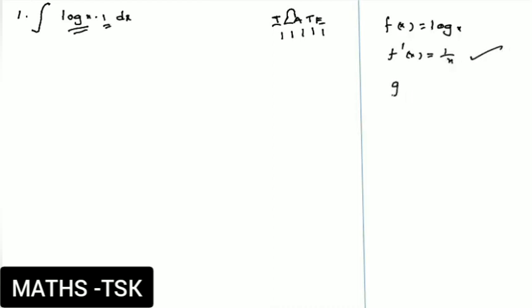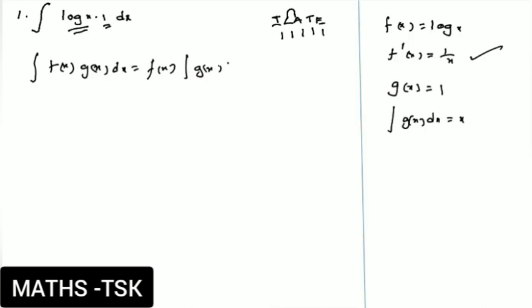And we have to consider g of x. What do we take as g of x? g of x is 1. What is integration of g of x dx? It is x. Okay. Now we have to write the formula for the integration of f of x, g of x into dx. What is its formula? f of x integration of g of x dx minus integration of f dash of x into integration of g of x into dx, whole dx.